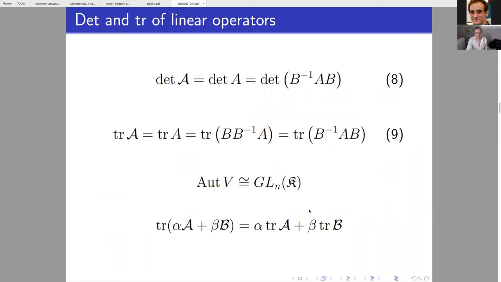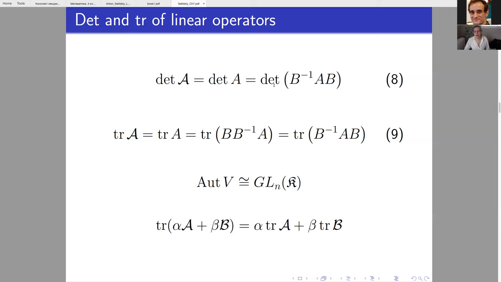Some useful notions: the determinant of an operator and the trace of an operator. On this slide, I want to show that these two notions do not depend on the basis. Okay, let's look at the determinant first. By definition, the determinant of a linear operator is the same as the determinant of its matrix in whatever basis. And now we can just use the transformation matrix to transform it to a different basis.